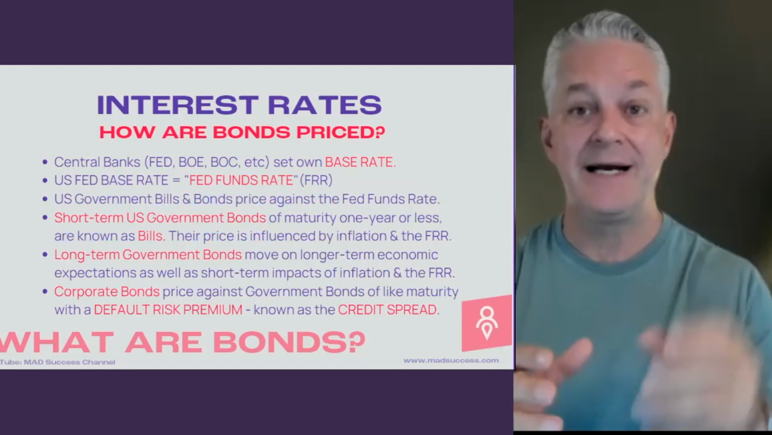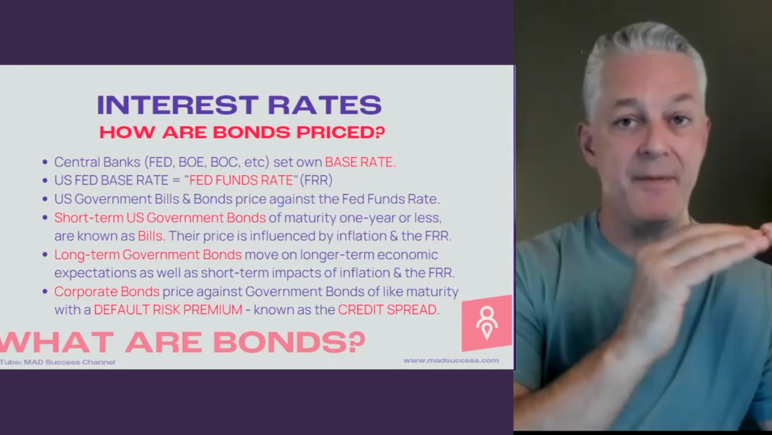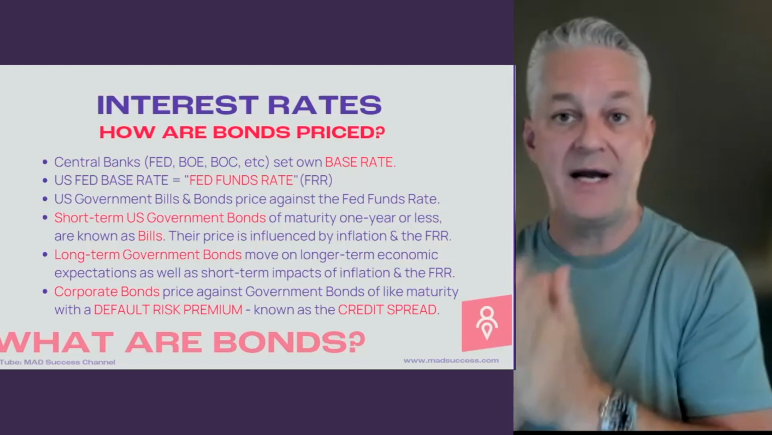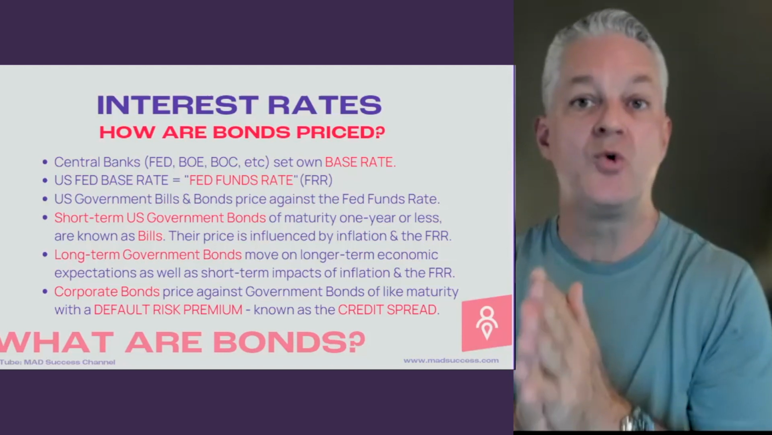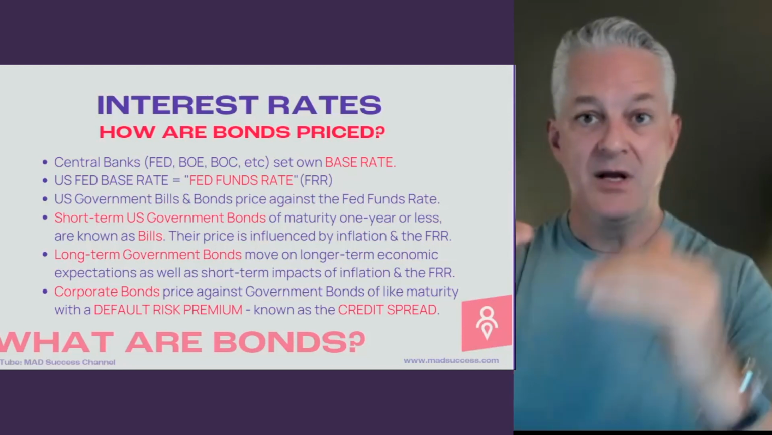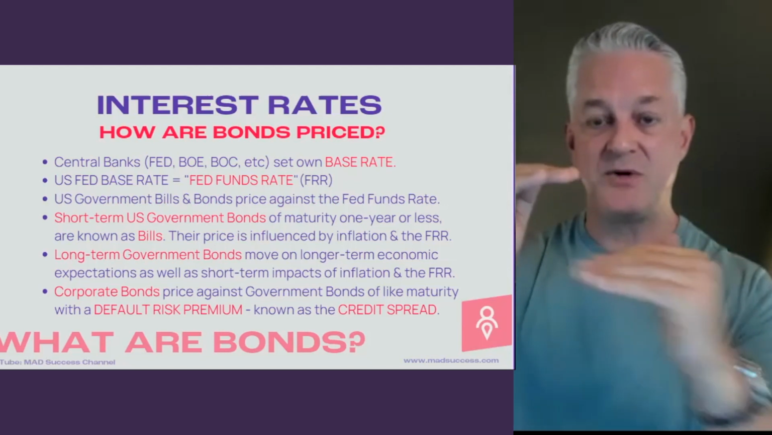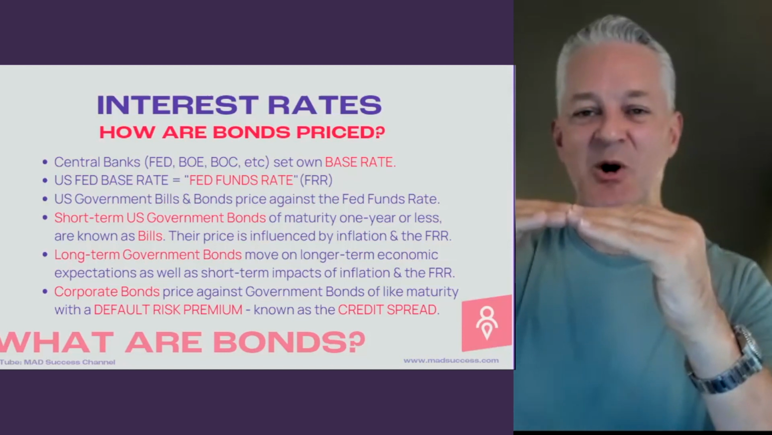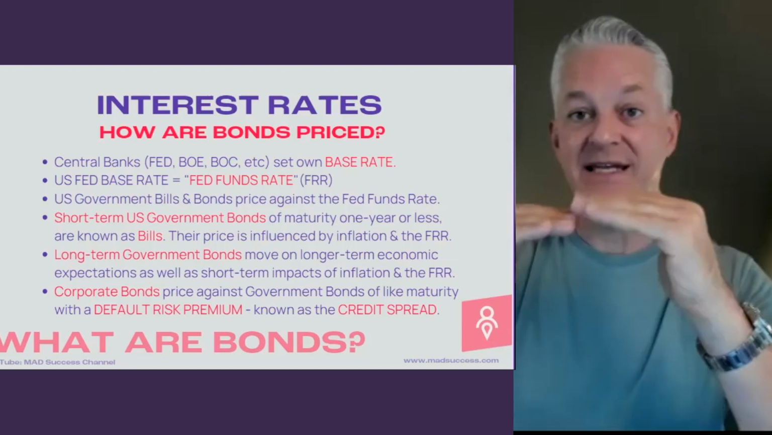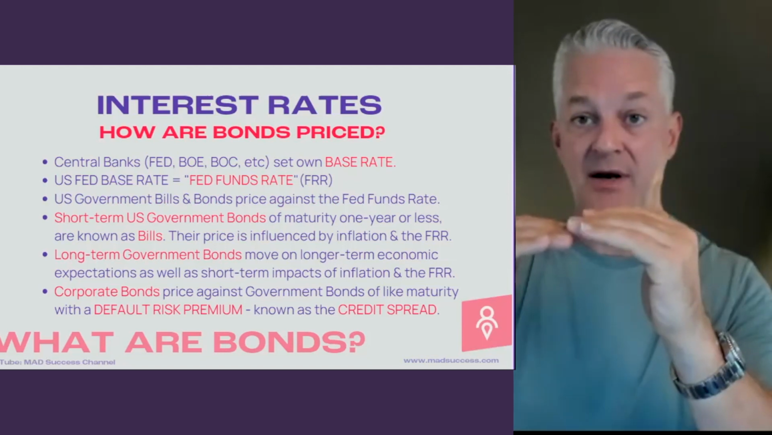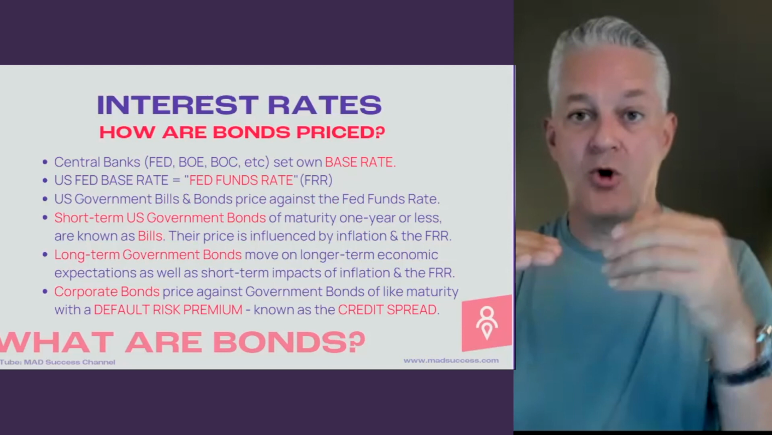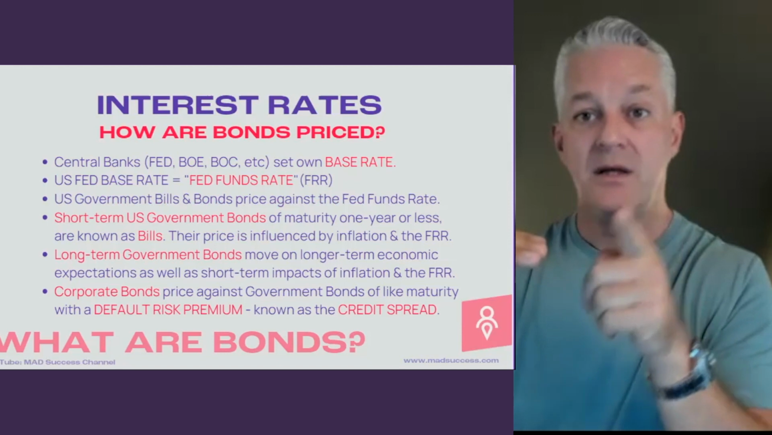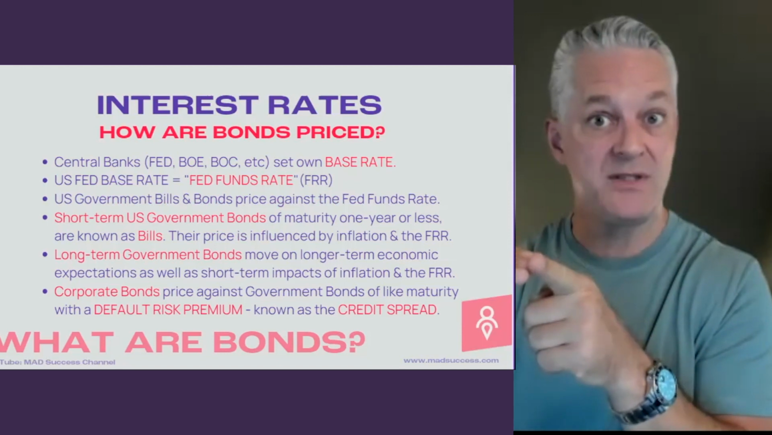Corporate bonds price against government bonds. So just like how the bank prices its lending, corporate bonds have to price against the equivalent maturity government bond. So government bonds price against the base rate, and then corporate bonds price against the equivalent maturity government bond. So if a corporate wants to issue a 10-year bond, it prices against the underlying government in the same currency, okay?